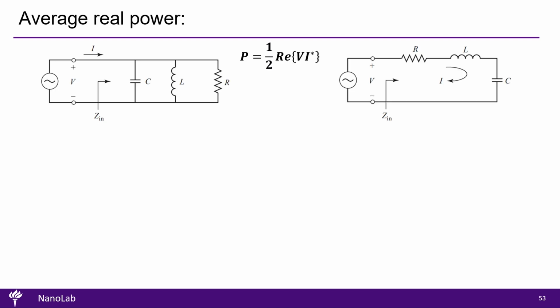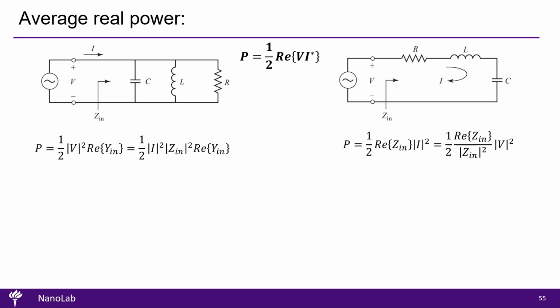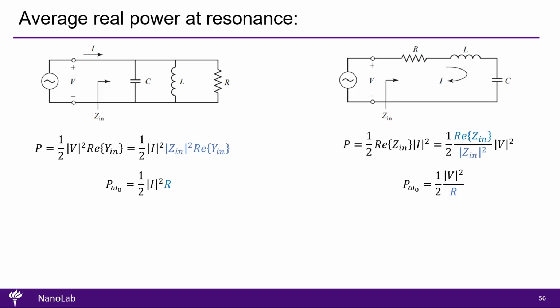We first recall that the average real power delivered to a load is equal to 1/2 the real part of the product of the input voltage by the conjugate of the input current. We can then use the circuit impedance or admittance to rewrite this formula for both RLC circuit models as shown here. At resonance, the input impedance in both circuits is equal to R, and the input admittance is equal to 1 over R. Therefore, the average power at resonance for both circuits is reduced to these two equations, 1/2 I squared R and 1/2 V squared over R.